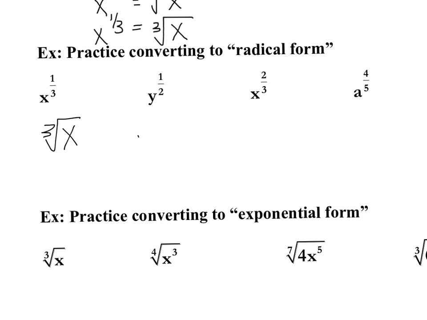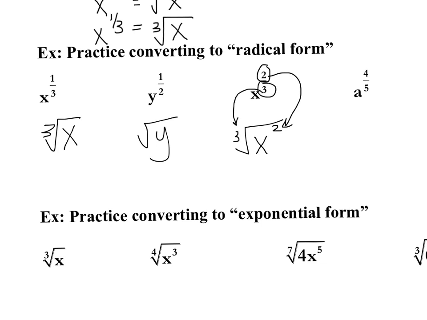Y to the 1/2, you already know, means the square root of y. And so now x to the 2/3. So if you remember, top in, bottom out: the x goes inside the radical, and this top number goes inside the radical as an exponent, and the bottom number goes outside the radical as the index. Top in, bottom out. Same thing for a to the 4/5. So you put a in the radical, the top number goes in, the bottom number goes out.